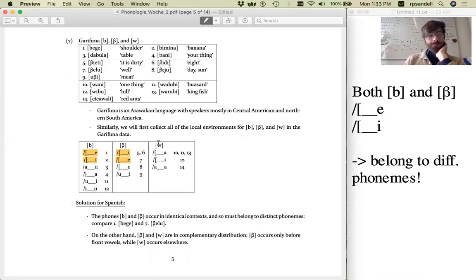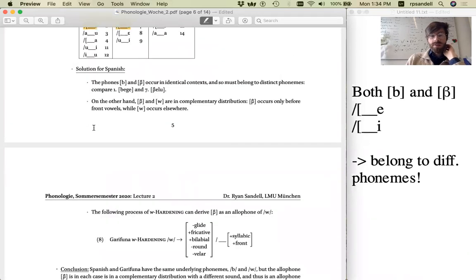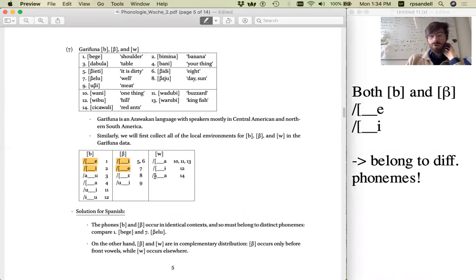And then when we turn to the glide wa, here we need to look a little more closely. So we see the glide wa occurring at the beginning of a word before the vowel a, and at the beginning of a word before the vowel I. And in number 14, we see it occurring before two a vowels. So we can find some identical contexts, and do that.